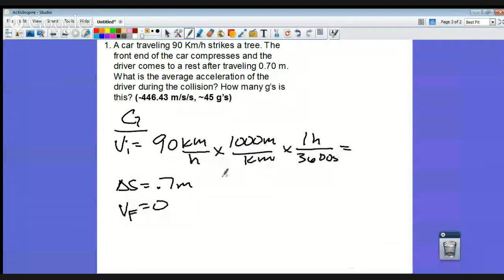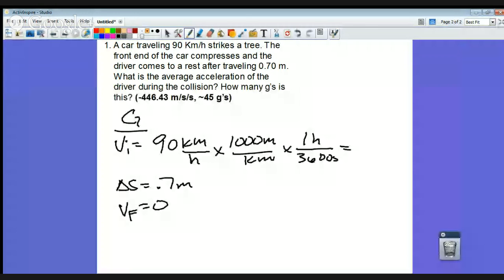Seeing something weird with the active inspire things. Never done this before. Okay, there it's back. Yeah, very good.